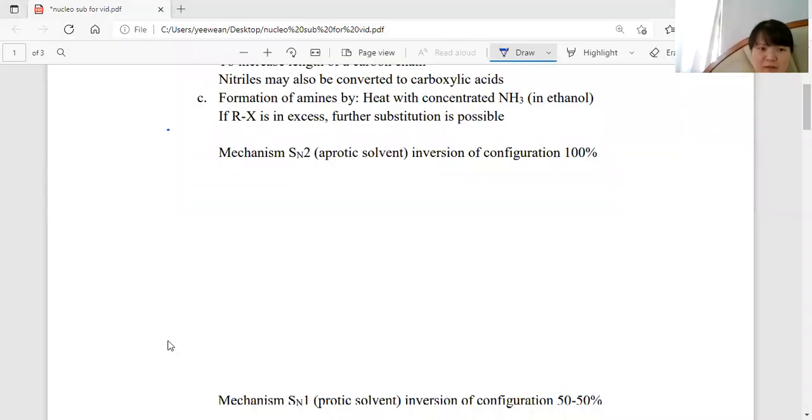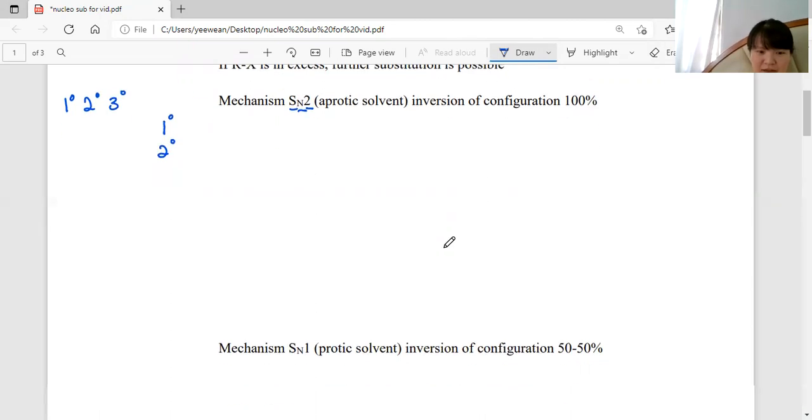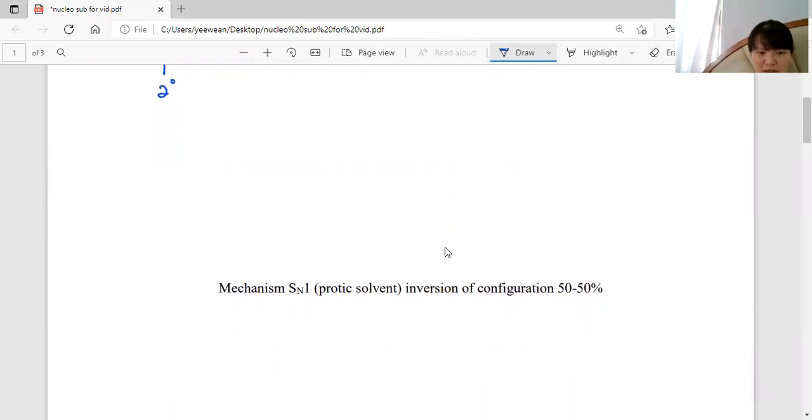Do revise what is primary, secondary, and tertiary halogenoalkanes, and how you see whether it is primary, secondary, or tertiary. And for this mechanism, SN2, or nucleophilic substitution of second order, happens for primary and secondary, while tertiary halogenoalkanes undergo SN1, which is nucleophilic substitution of first order.